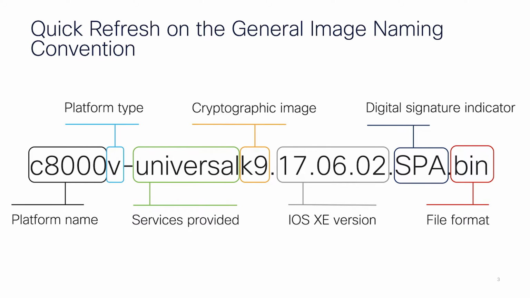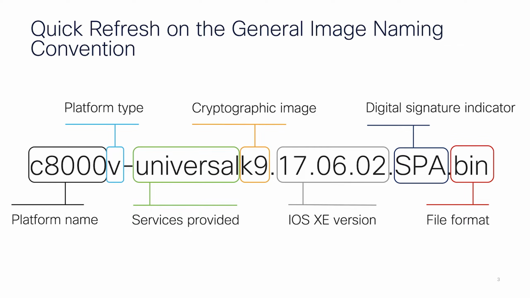Next to the platform name, you can find the platform type, which in our case is a virtual form factor denoted with the letter V inside of the shorter light blue box. Following the platform type in the green box is the services provided with the image name. The universal keyword here means that the image contains the full IOS XE experience. It is packed with all the features that are expected to come with its physical family members.